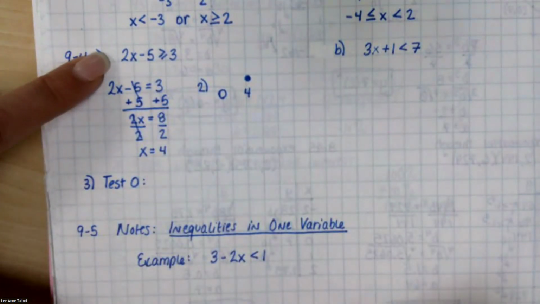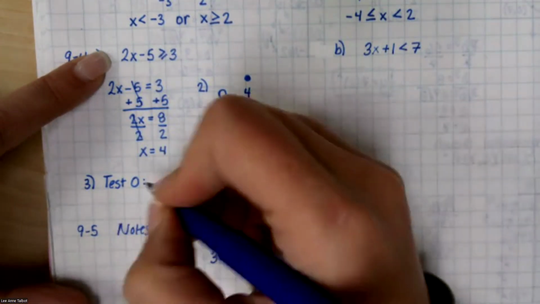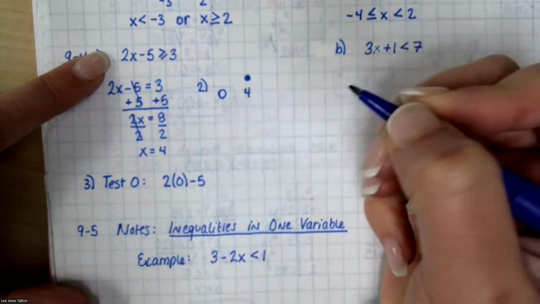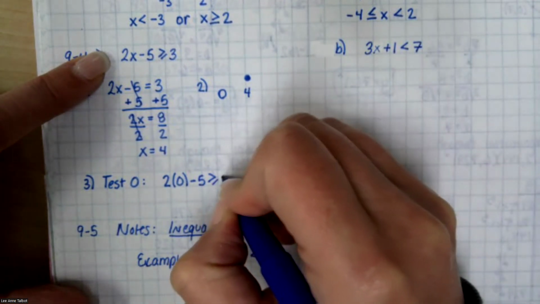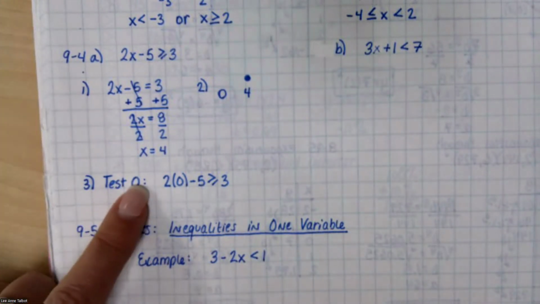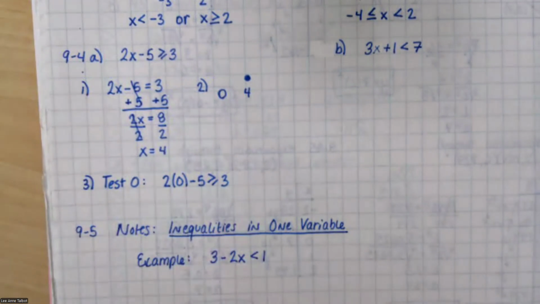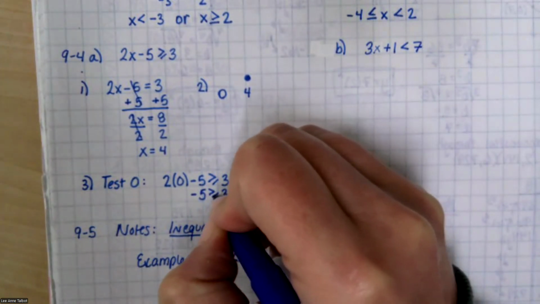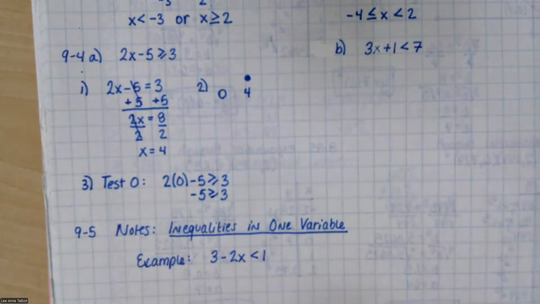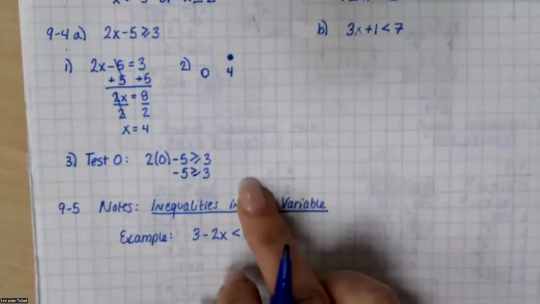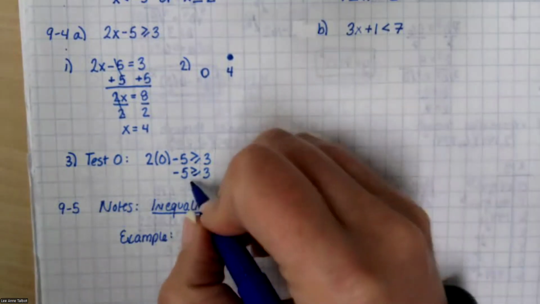Okay, so what you do is you put 0 into the original problem. So 2 times 0 minus 5 is greater than or equal to 3. I just took 0 and plugged it in. Okay, and I got negative 5 is greater than or equal to 3. True or false? Is negative 5 greater than or equal to 3? No, it's false.